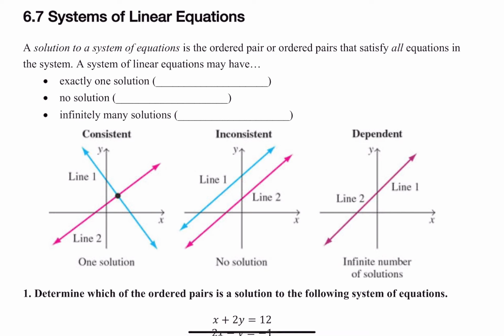So a solution to a system of equations, and with the system, just think there's more than one thing going on, so there's more than one equation. A solution to a system of equations is an ordered pair or pairs that satisfy all of the equations in a system. We're going to look at 3 different scenarios. The first scenario is where the 2 lines intersect. That is when we have exactly one solution and the system is said to be consistent.